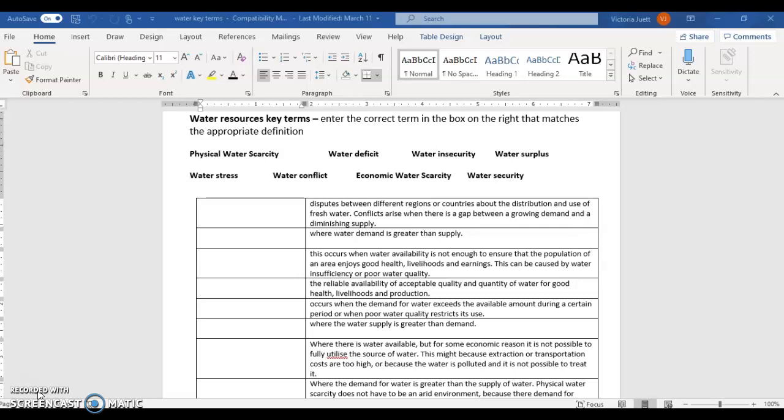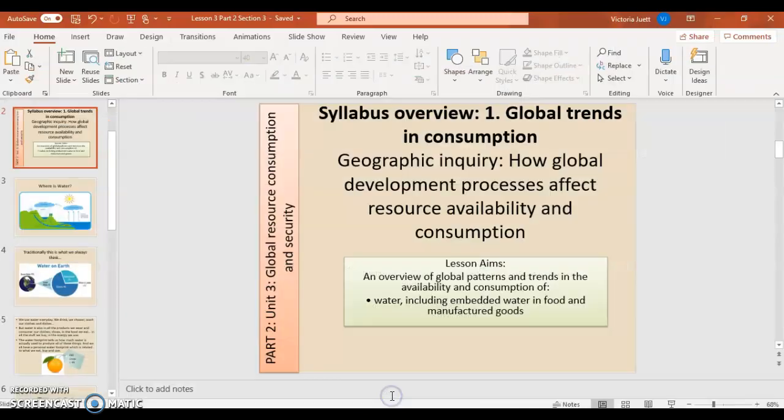This lesson starts with a little matching activity, so open up the Word document that says water key terms. You will see the key terms up here and the definitions here. Just pop them in the right place. Okay, once you have done that, then open up the PowerPoint for today's lesson. You will find the answers on slide number 1, which I'm not going to show you now.